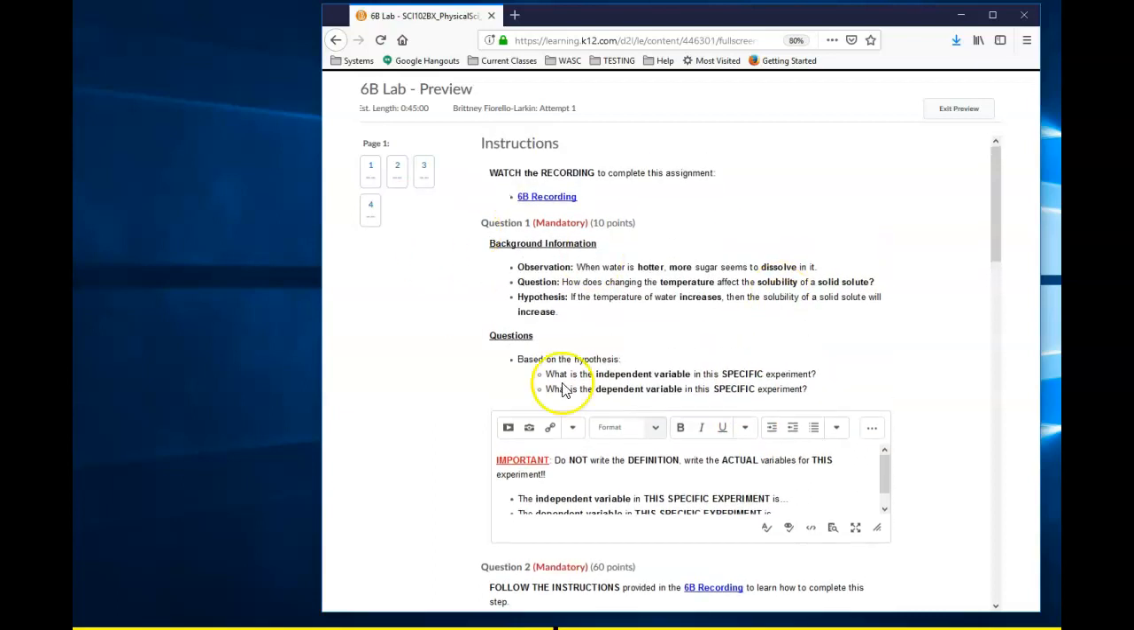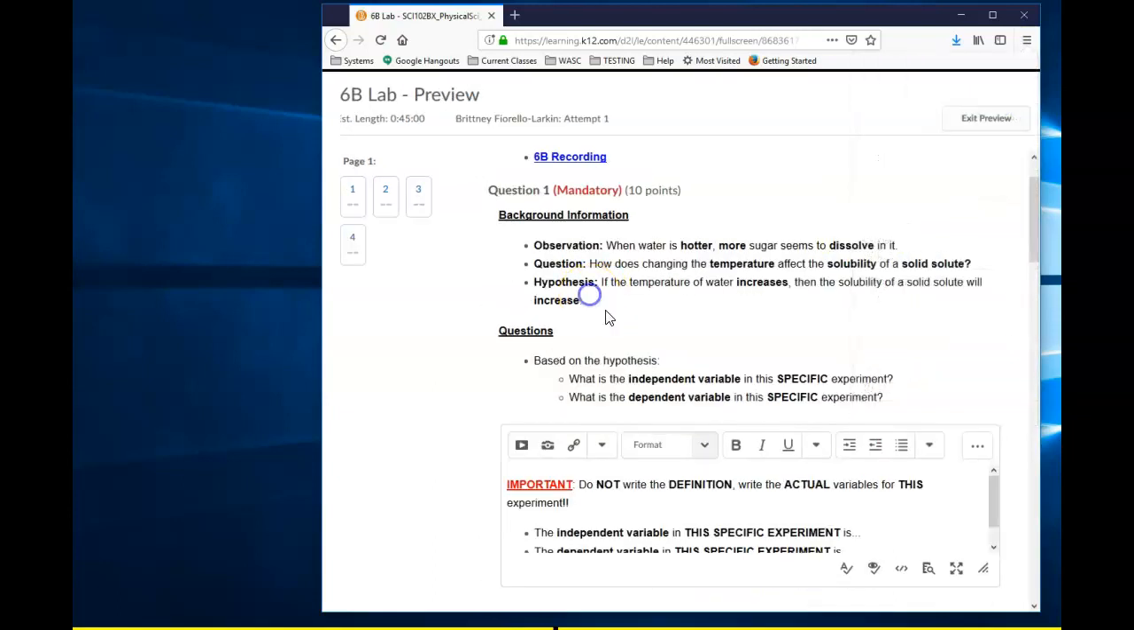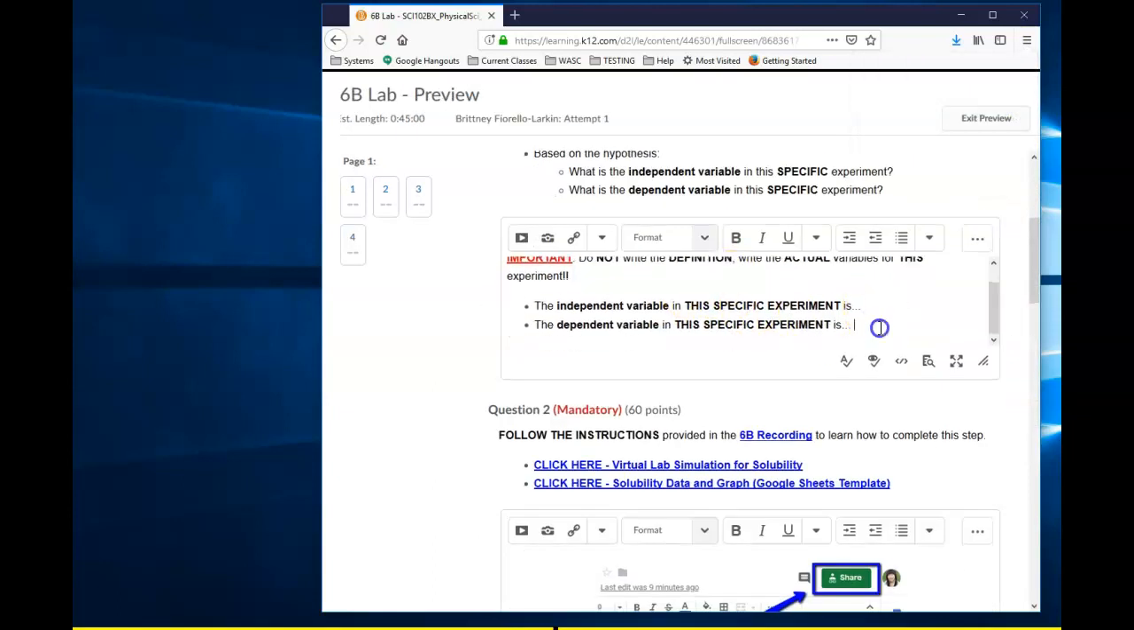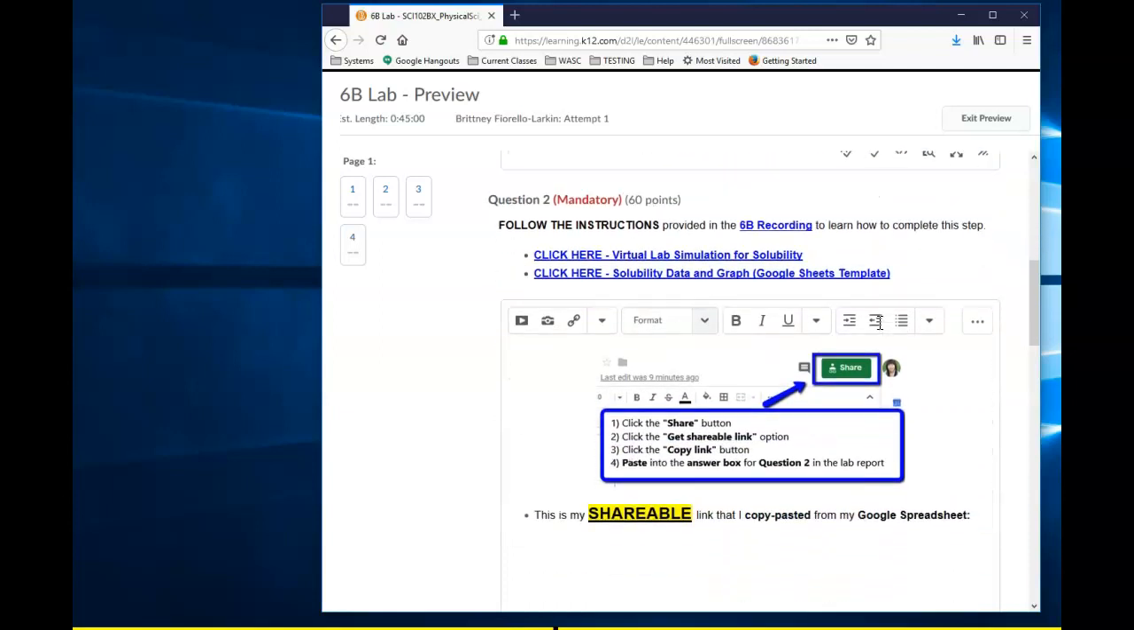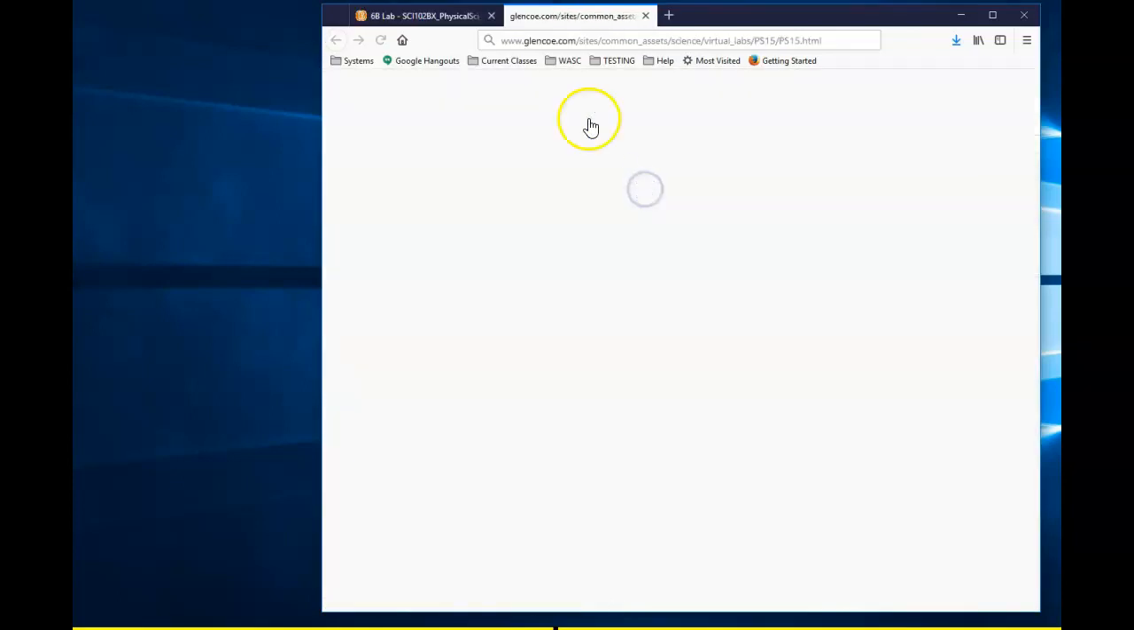So at this point, everyone, we have answered question number 1 together, right? We talked about our independent and dependent variable. Make sure those are filled out here already. Now we're going to go ahead and work on question number 2. And so you need to open up both of these links. So there's the virtual lab as well as where you are going to actually be typing in your data. Okay, so I'm going to click both of these.